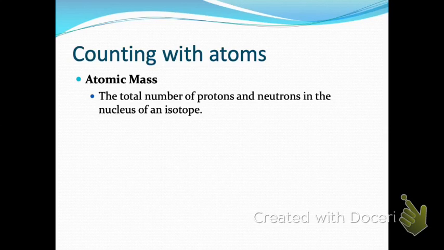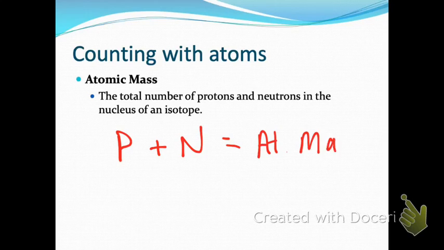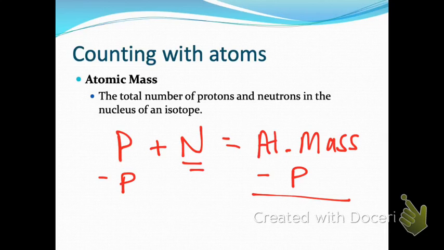Okay? Atomic number for sulfur is 16. That means there's 16 protons. And atomic mass is 32. Can you see a way that we could solve for neutrons based on this information? Right? What could we do? Yeah, I could take my atomic mass, which is protons plus neutrons equals atomic mass. If I wanted to find my number of neutrons, wouldn't I just subtract my protons over? And that gives me my number of neutrons.